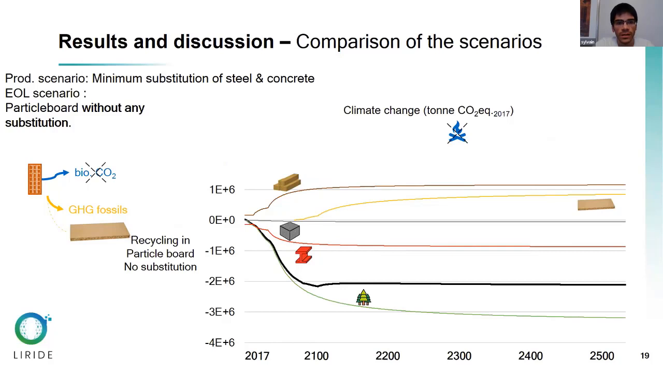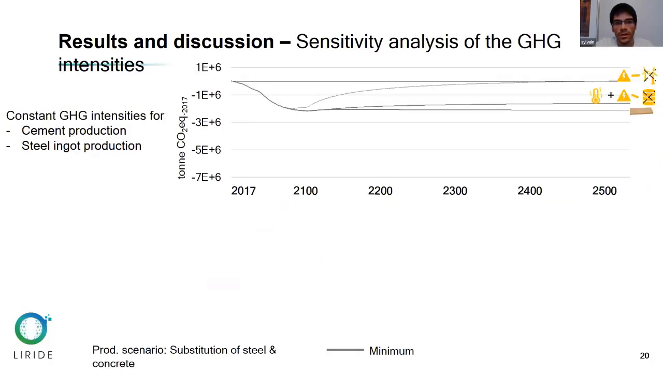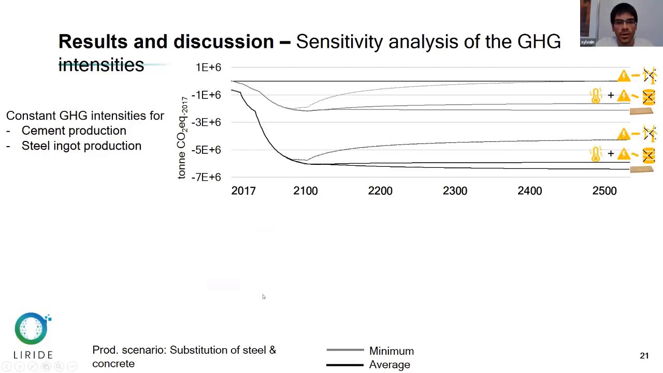So the next slide summarizes the three end-of-life scenarios for material substitution of steel and concrete that is not enough. So then, in the next slide, in the average scenario of material substitution, it is the material substitution that contributes the most to the result.